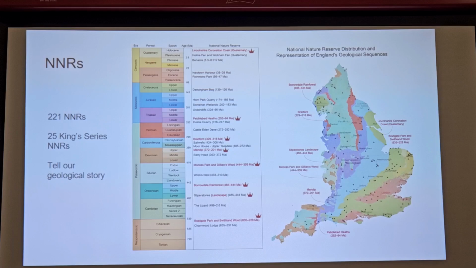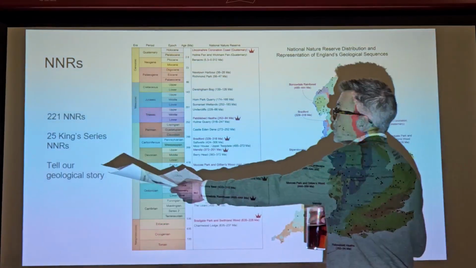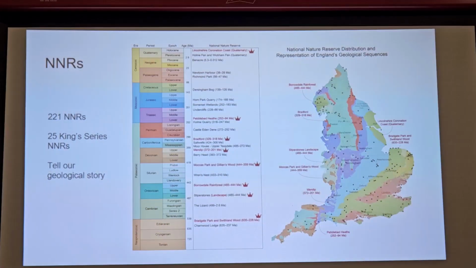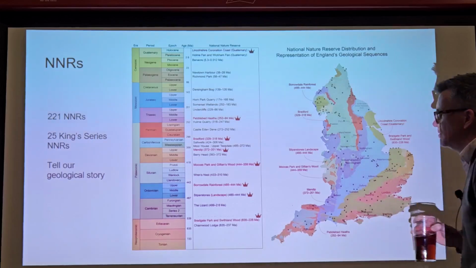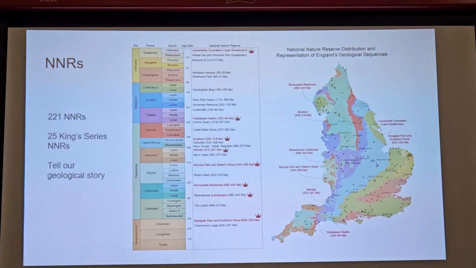And then when King Charles became king, we started a new initiative called the King Series of National Nature Reserves. So it was a celebration of his coronation, but also a celebration of his love for nature. And the plan was to declare over 5 years 25 new, what we call King Series National Nature Reserves, 5 a year. And we also have an ambition within that to enable that network of national nature reserves to better tell our geological story. And so that's what we're right in the middle of at the moment.